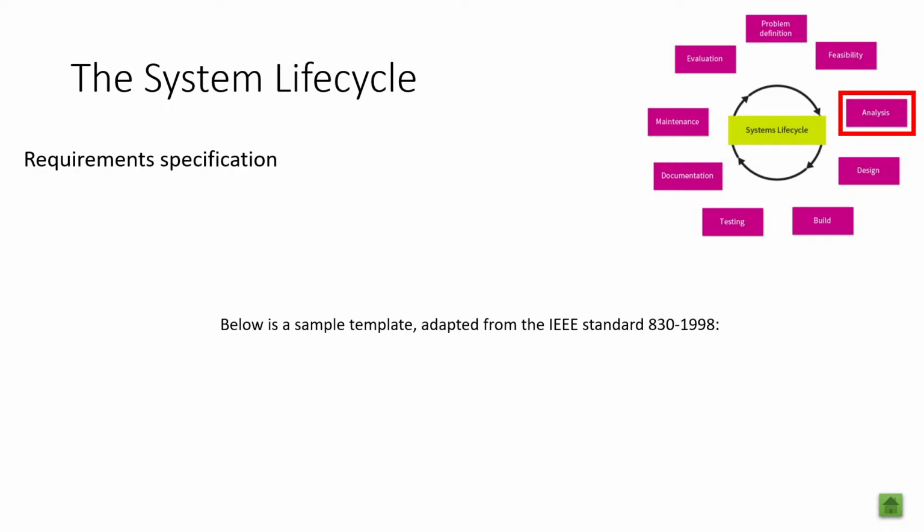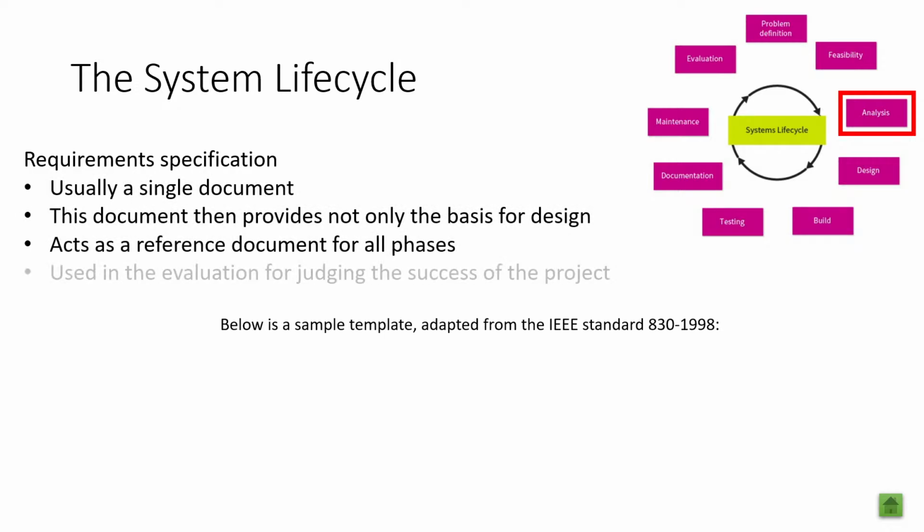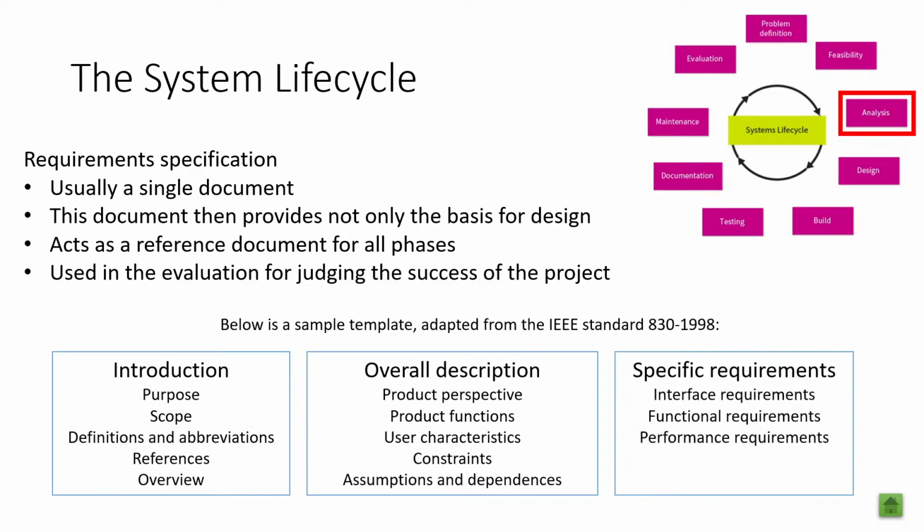Then you can build your requirement specification. So IEEE is a standard that we use, the 830/1998 version. That has introduction, overall description, and specific requirements. That's just a good standard that everybody follows in the industry, really.